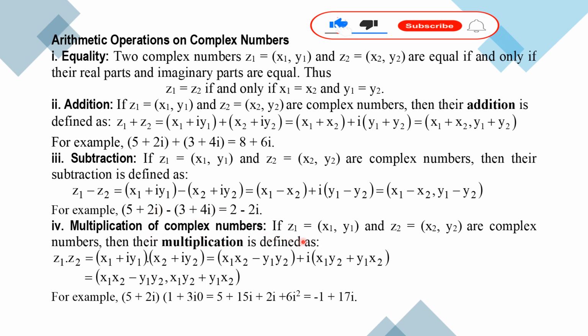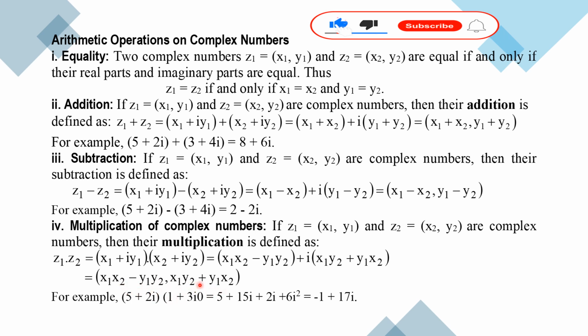Multiplication of complex numbers. Z1 is (x1, y1), Z2 is (x2, y2). Then their multiplication: x1 x2, plus x1 iota y2. Here we take the iota common. Now iota y1 x2, take the iota common. Here is y1 y2, plus iota square, minus y1 y2. So this is itself a formula: (x1 x2 minus y1 y2, x1 y2 plus y1 x2).